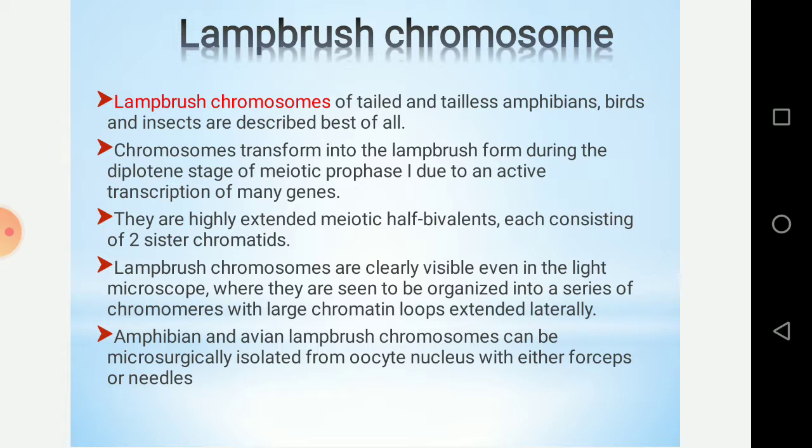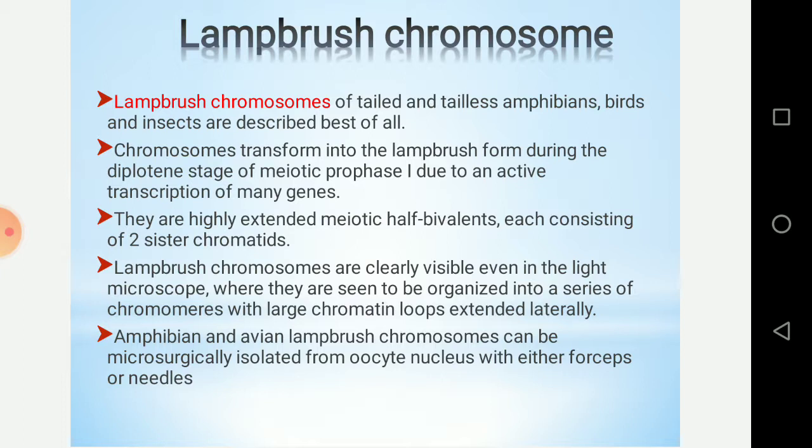I hope you have studied mitosis and meiosis. So this diplotene stage comes in prophase 1 of meiosis 1. I hope you know the detail about this phase of cell division, and it is found in this phase. They are highly extended meiotic half bivalents consisting of two sister chromatids. So most of the chromosome is made up of these two sister chromatids. Similarly, like other chromosomes, this lampbrush chromosome is also made up of two sister chromatids.